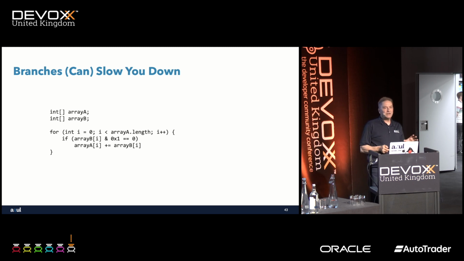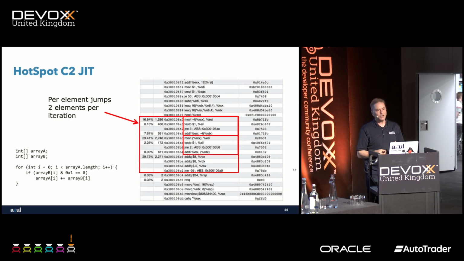So if we make a situation where we've got a conditional, and we say we want to add the elements from array A to array B, but only if array B is an even value, that introduces a test that we need to take into account. If we look at the kind of code that's generated by the C2 JIT compiler, I won't go into all the detail, but essentially it's not using vectors. It's not auto-vectorizing this, even though technically it could. It's just doing some simple loop unrolling.